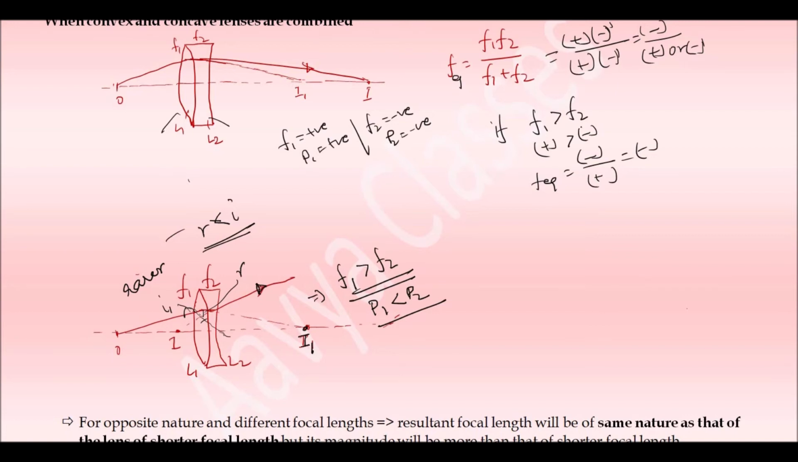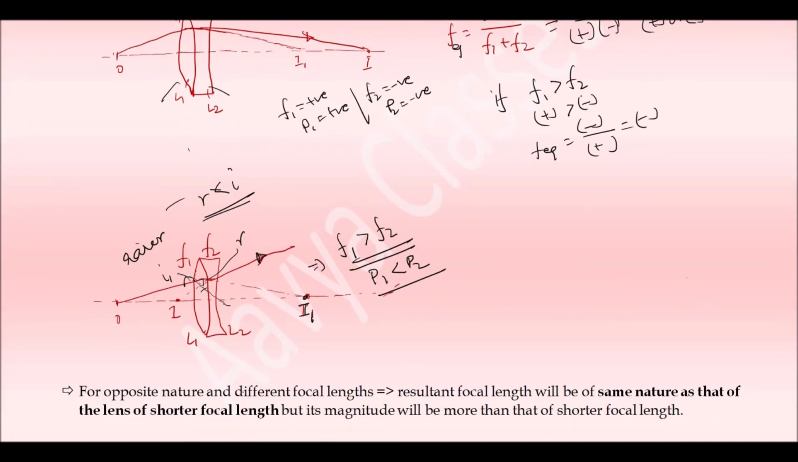It's written here that for opposite lenses and different focal lengths, the resultant focal length will be of the same nature as that of the lens of shorter focal length or greater power, but its magnitude will be more than that of the shorter focal length. For this figure B, we have F1 greater than F2, so F equivalent will clearly have the nature equal to lens L2. As L2 is of diverging nature, the equivalent focal length will have diverging nature. These are the basic concepts.